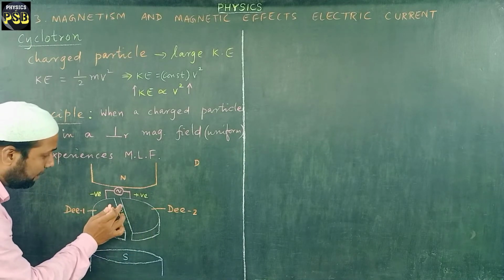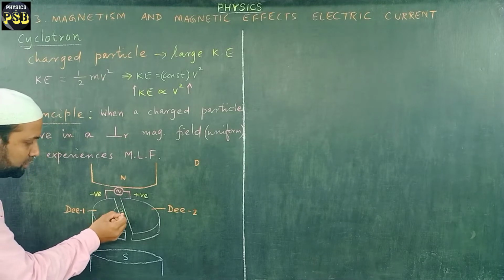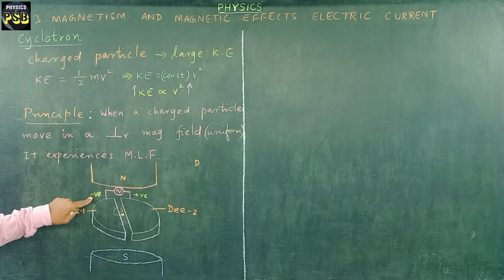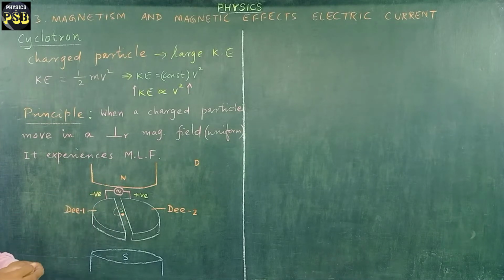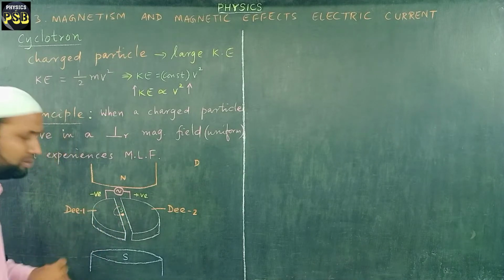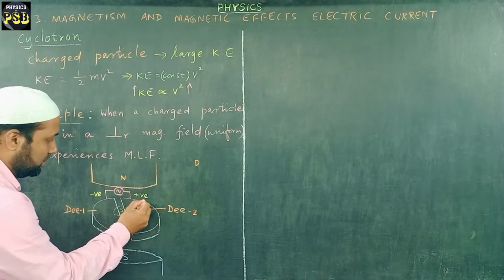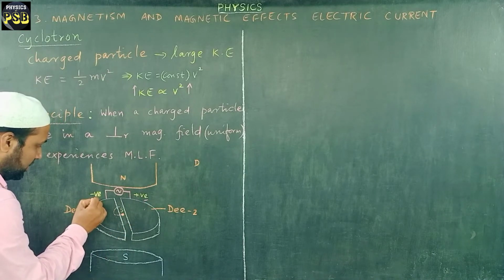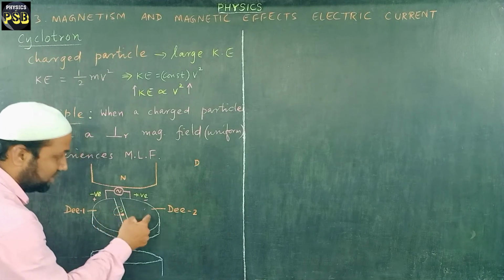Let me explain this in detail. There is a positive charge present here. This positively charged particle gets attracted by this D, which has negative potential. So it moves perpendicular to the uniform magnetic field, experiences Lorentz force and traces a circular path. When it reaches this gap, by that instant the oscillator changes the polarity. This D gets a negative potential and the other gets a positive potential. If it is so, then this moving charged particle will get attracted towards D2 further.